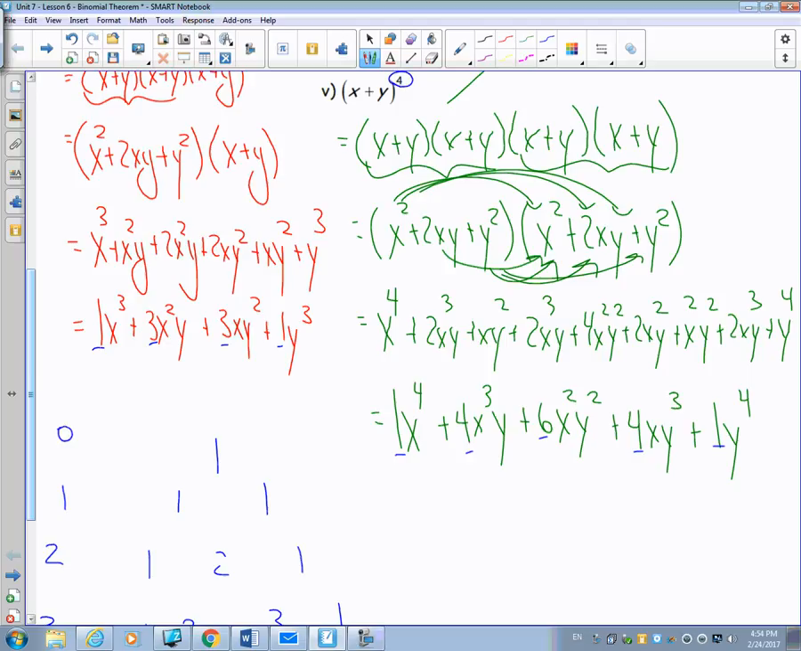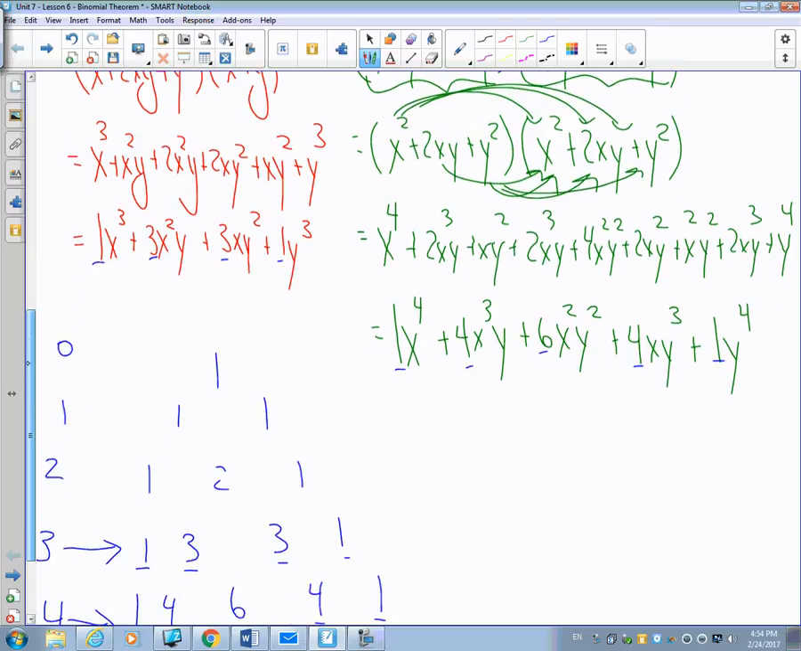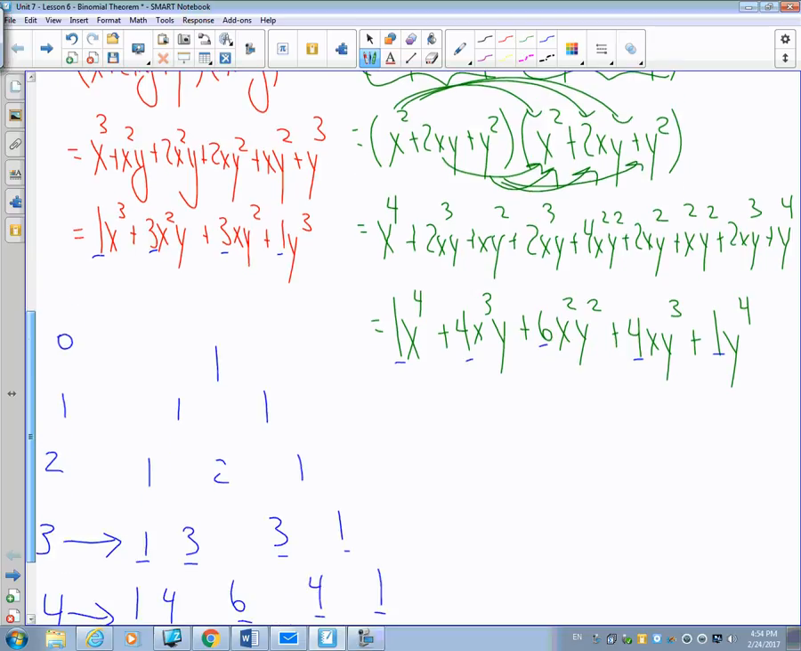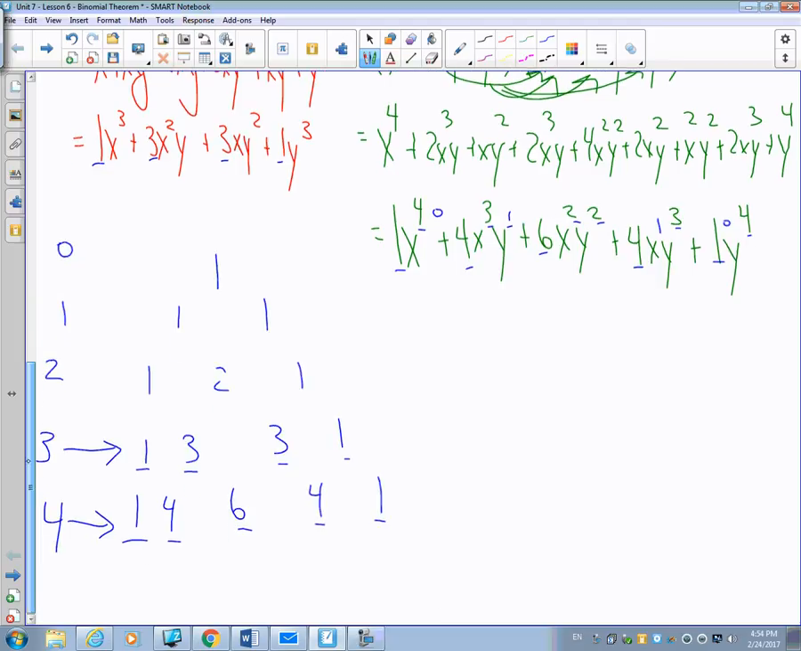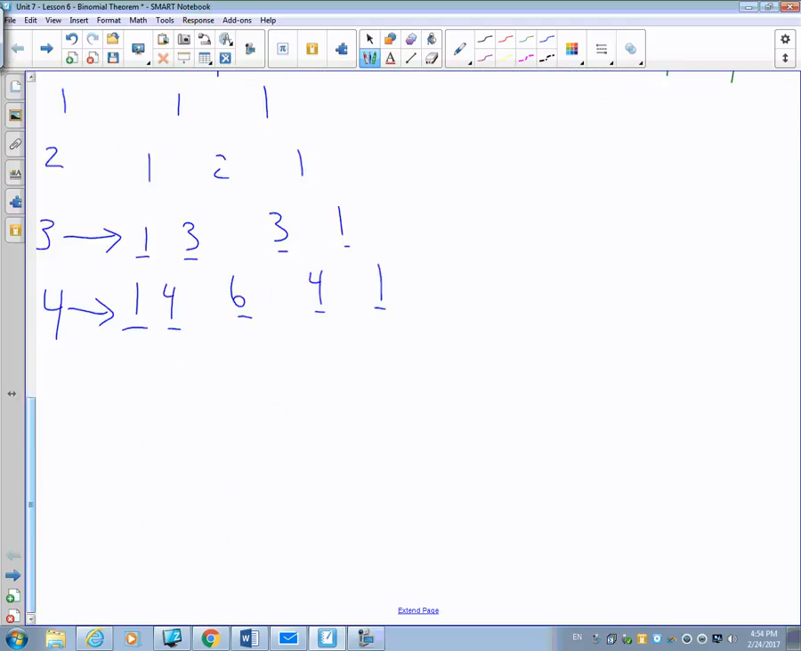Row 4. Now, how do I get the letter parts? Well, if you look at the letters, they actually seem to follow a pattern too. The x's start at 4, 3, 2, 1, no x's. And the y's start at 0, then 1, 2, 3, 4. Well, based on that, I could probably guess pretty quickly, if I really wanted to, and write out the next row, x plus y to the 5. I could probably do that pretty fast, right?